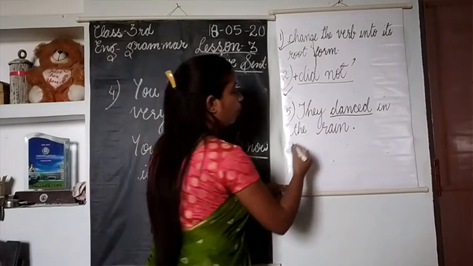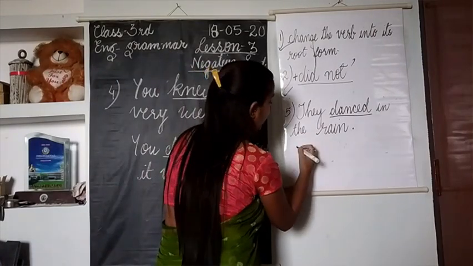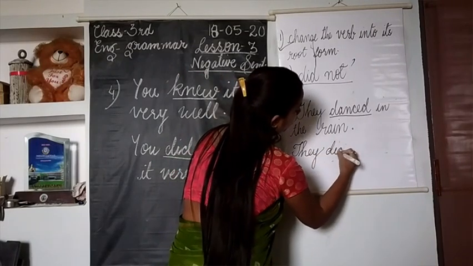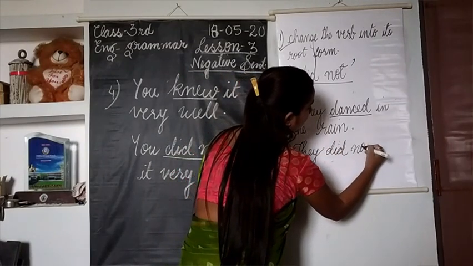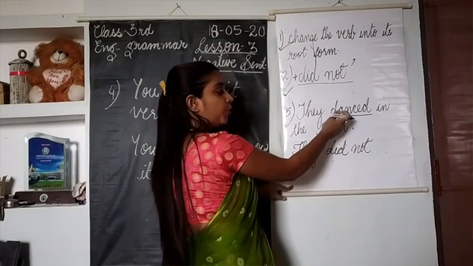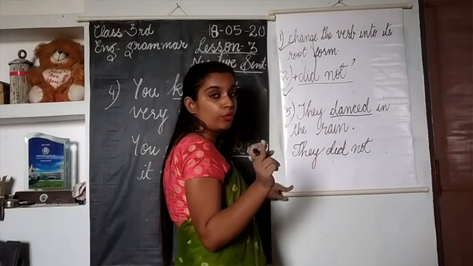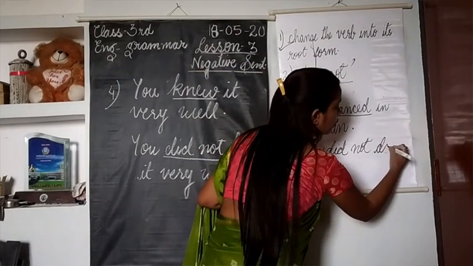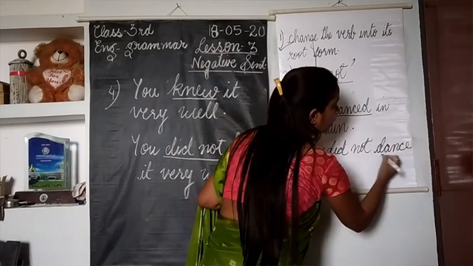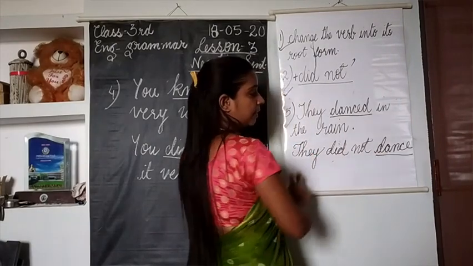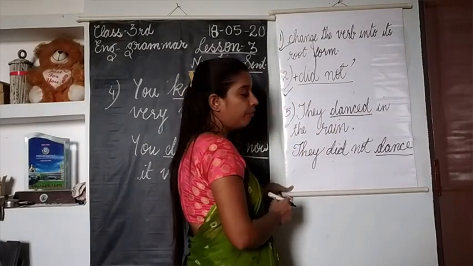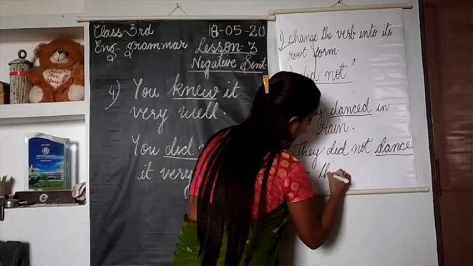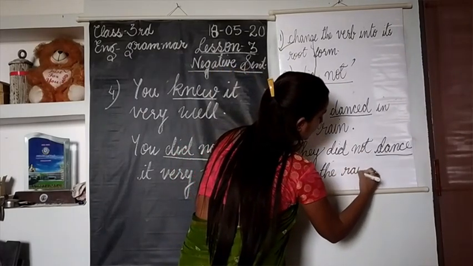So how will you change the sentence into negative? After the subject they, you will add did not. And then you will change this verb into its root form. Danced, which is the second form of the verb, will be changed into dance. The root form of danced is dance. You will remove this ed from here. So they did not dance in the rain.